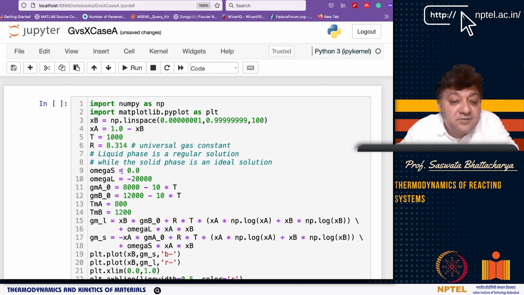Omega S is 0, that means the solid phase is an ideal solution. Omega L is minus 20,000, it's a regular solution with AB bonds more favorable. And then you have GMS 0, that is for pure A, and GMB 0, that is for pure B. You have the free energies, and you have the melting point of A, the melting point of B, and you have the regular solution models for the liquid phase and the solid phase. So I am basically doing that.